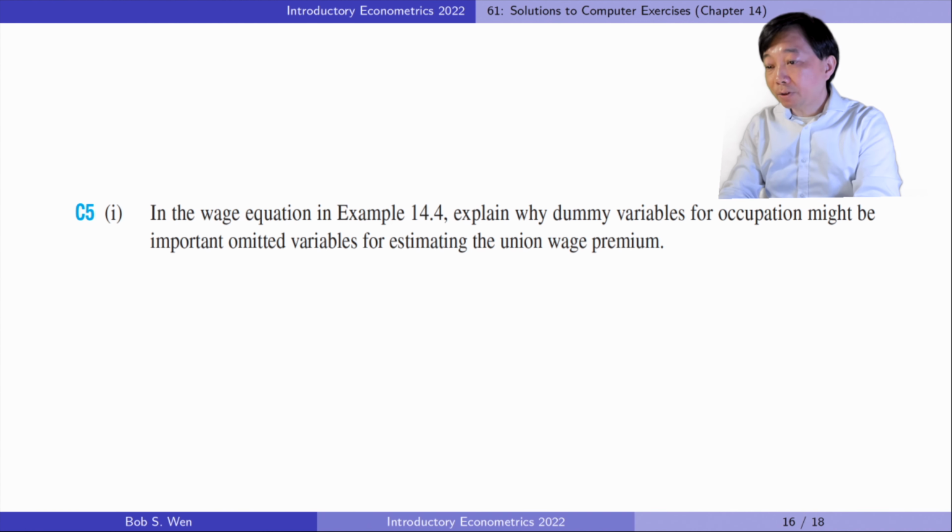Let's do computer exercise 5. In part 1, we will explain why dummy variables for occupation might be important omitted variables for estimating the union wage premium in the wage equation in example 14.4.